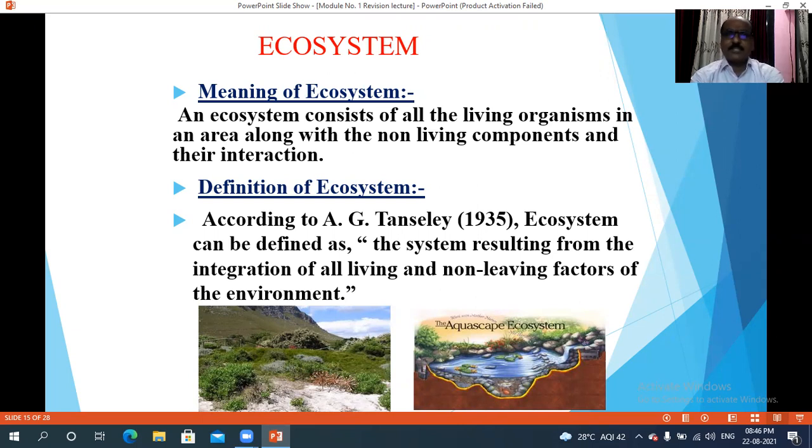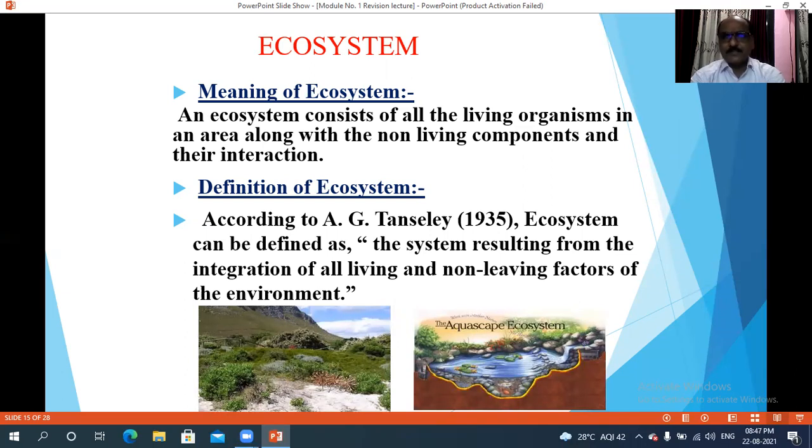So then the definition of ecosystem. The definition of ecosystem is given by A.G. Tansley in 1935. So according to him, ecosystem can be defined as the system resulting from the interaction of all living and non-living factors of the environment. So he said that the ecosystem is a system. Okay, and in that system, all the living and non-living factors are interacting with each other for satisfying their needs and requirements.